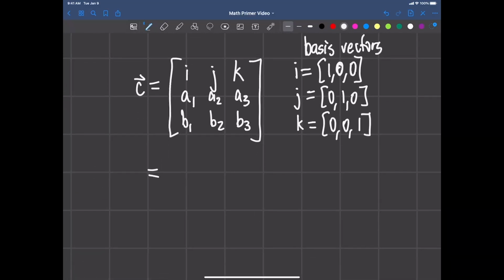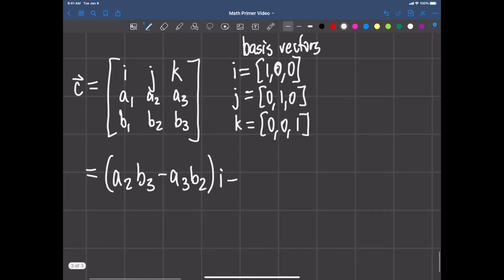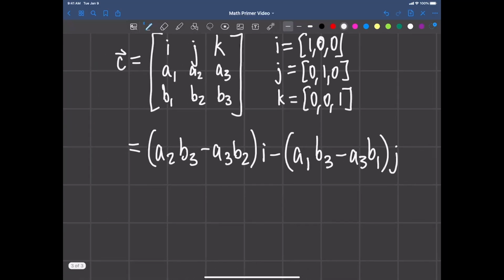And how we calculate them is A2 times B3 minus A3 times B2 multiplied by I, A1 times B3 minus A3 B1 times J. Here's a minus. Keep note of that. Plus A1 B2 minus A2 B1 of K.